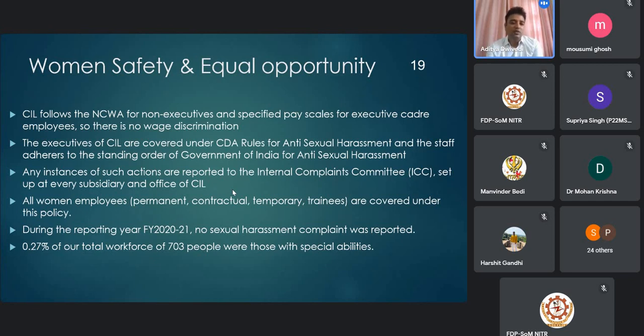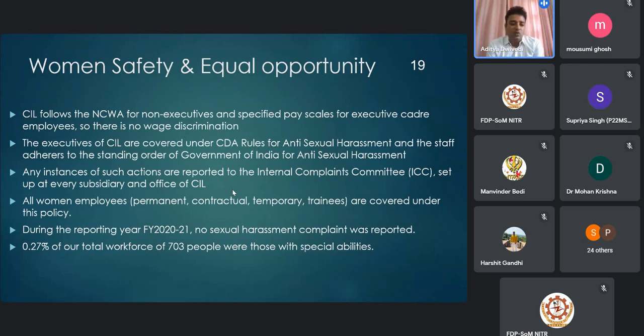The second thing is, in case of any cases like women's safety, like sexual harassment, we have internal complaint committees, ICC committees, in all the projects and at headquarter level. In case of any complaint, the investigation happens immediately, and it submits its report to the headquarter level, and it goes to the district officer. This is the way we follow. And in the ESG report 2021, no sexual harassment complaint was reported.